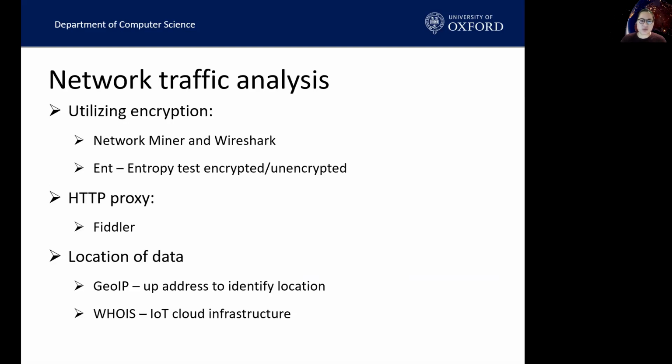So the network traffic analysis was divided into 3 parts: whether the device used encryption, whether we could decrypt the network traffic using an HTTP proxy, and location of the data. As an initial step, when we looked at whether the device used encryption, we manually analyzed all the network traffic in NetworkMiner and Wireshark. In NetworkMiner, we used the clear text dictionary to carry out a customized search, and in Wireshark, we carried out a string search on the network traffic of each device, searching for any device identifiers and personal information such as names, emails, and passwords.